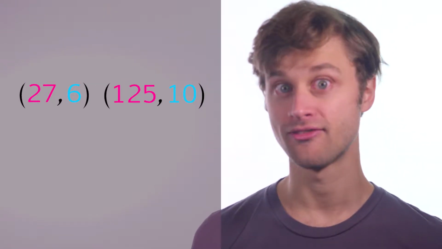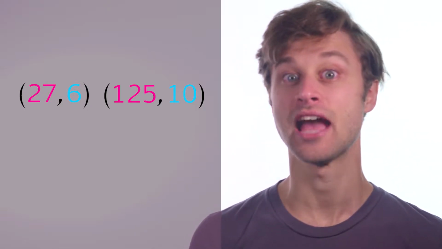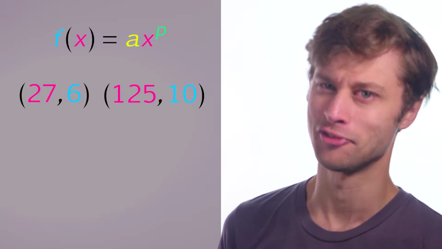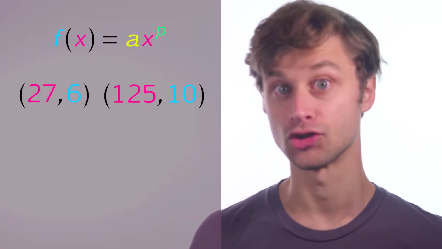Okay, so let's just jump right straight into this, finding the function that passes through the points (27, 6) and (125, 10). And let's make sure that we add that this needs to be a power function and not, say, a linear function, which would also pass through these 2 points. Finally, we'll prove that this function is also odd.